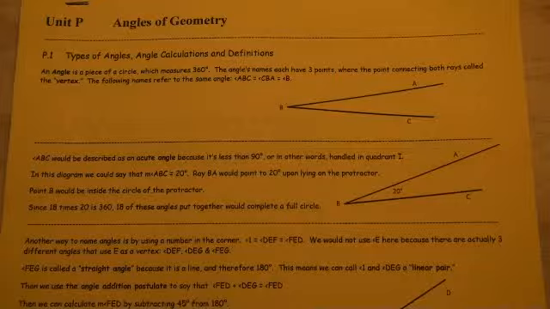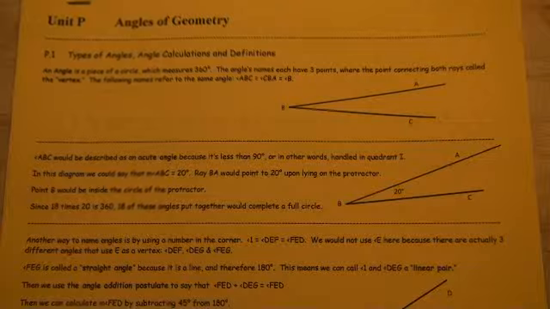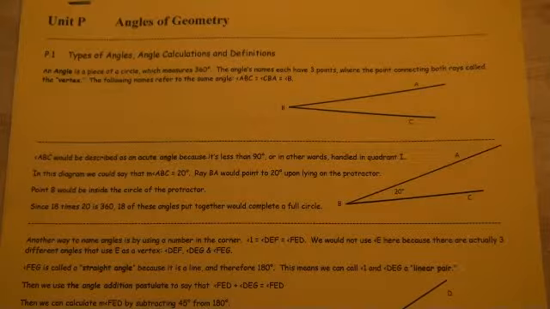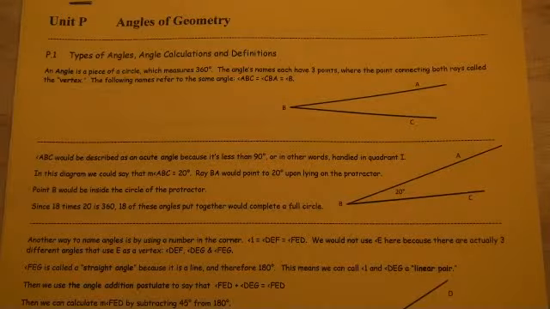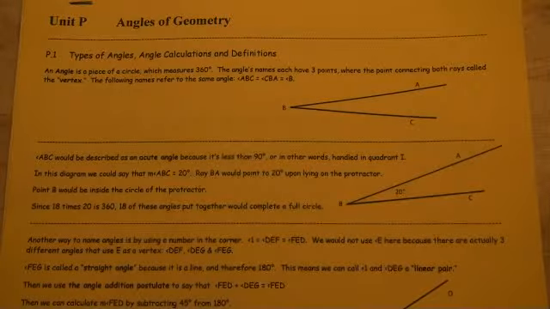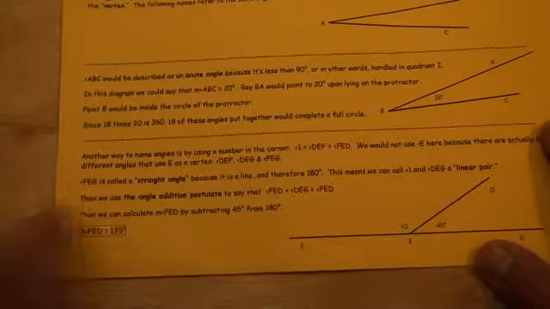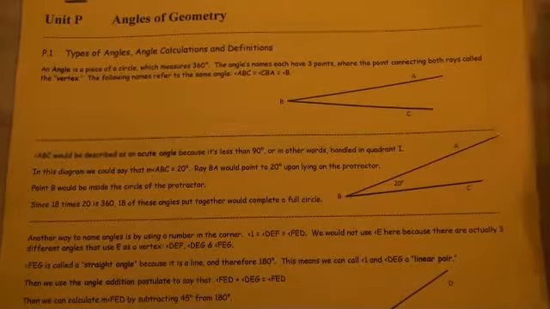You also could write a 1 inside and call it angle 1. Now, in this case, we would describe angle ABC as an acute angle because it measures less than 90 degrees. It measures less than a right angle, and a right angle would be obviously the corner of a piece of paper. This measures 90 degrees. So we have something smaller than 90 degrees, therefore we would call it an acute angle.